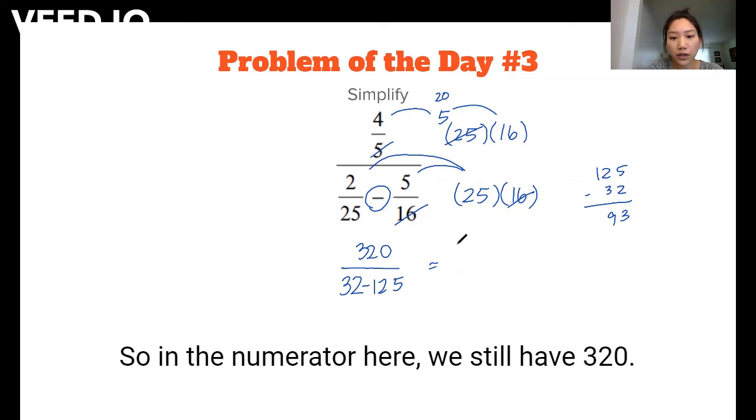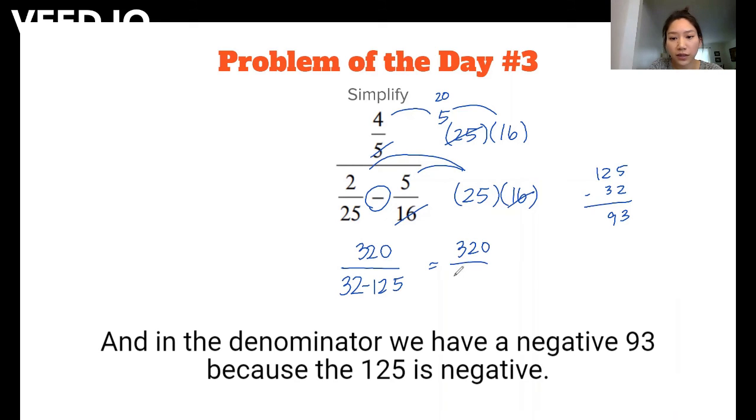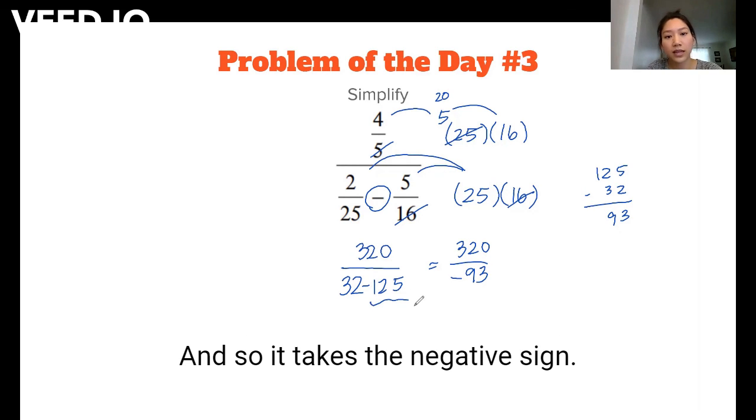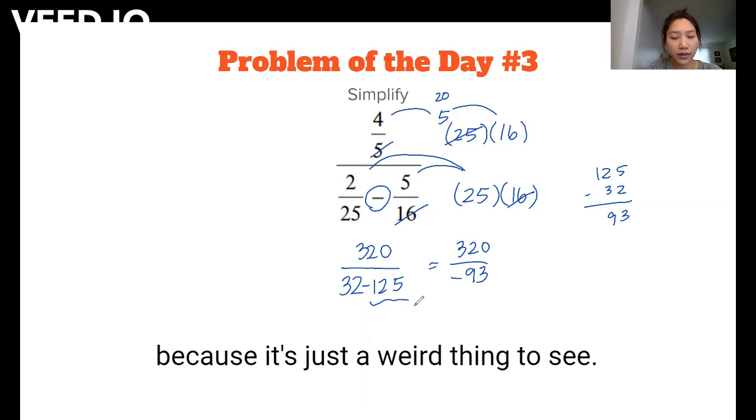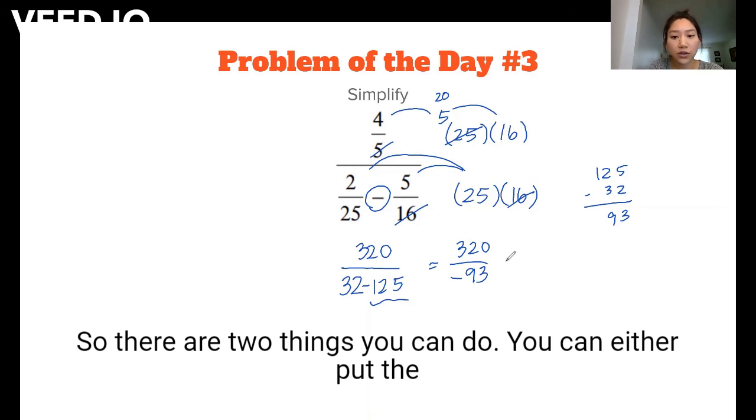So in the numerator here, we still have 320, and in the denominator, we have a negative 93 because the 125 was negative, and so it takes the negative sign. But for the most part, we don't leave a negative in the denominator because it's just a weird thing to see. It's not conventional. So there are two things you could do.